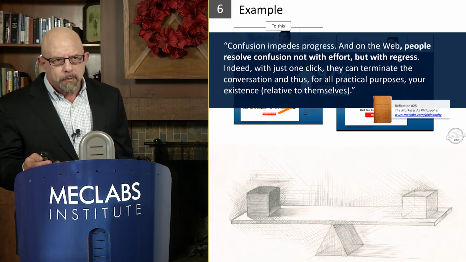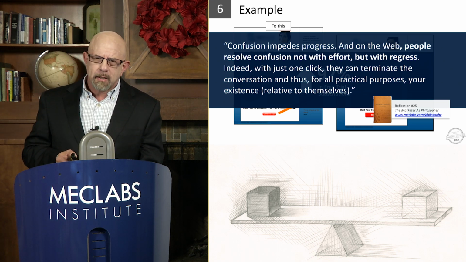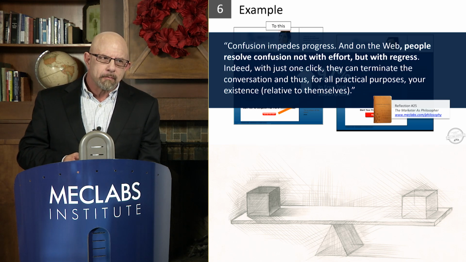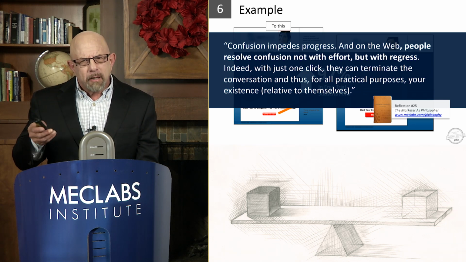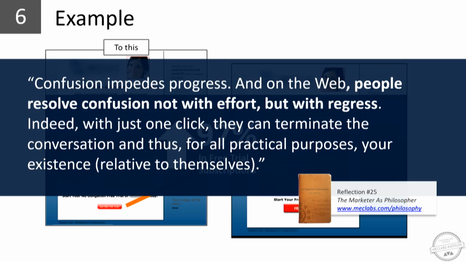And the reality is, in the day of television and now the internet, you're able to terminate someone's entire scope, their opportunity to ever interact with you again. So the stupidest thing you can possibly do is confuse them, because here's how we sort out confusion. We hit the back button. We resolve confusion not with effort on the internet, but with regress. Indeed, with just one click. They can terminate the conversation. And for all practical purposes, your existence.